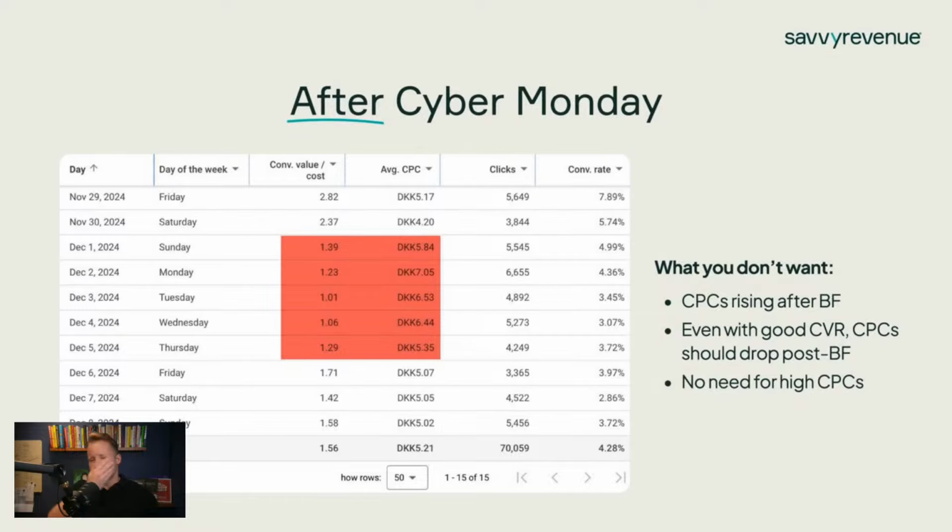After Cyber Monday, one thing you don't want is CPCs rising. You can see an example here. This is just the worst case scenario. Conversion rates are actually pretty good and much higher than normal in the account. But I know exactly why this happened last year: they didn't do data exclusion and they didn't do negative SBAs. This is what you normally see, because on Friday you have a POAS twice as high as the target. So smart bidding sees that and starts increasing bids.